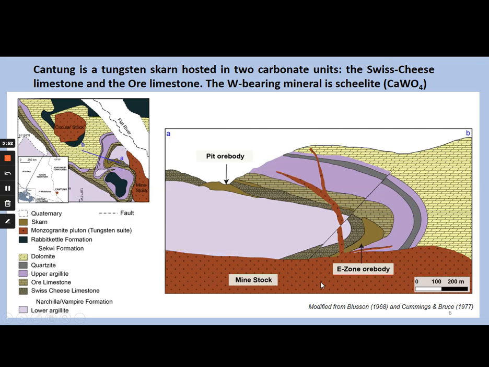The tungsten-bearing mineral at Canton is a calcium tungstate called scheelite. So we have two ore bodies here at Canton. The underground East Zone ore body and the surface or near-surface pit ore body. So we also have at least one lamprophyre dike present at Canton, but it is not shown in this cross-section, and this lamprophyre dike is the only potential proxy for mantle-derived rocks in the Canton area.